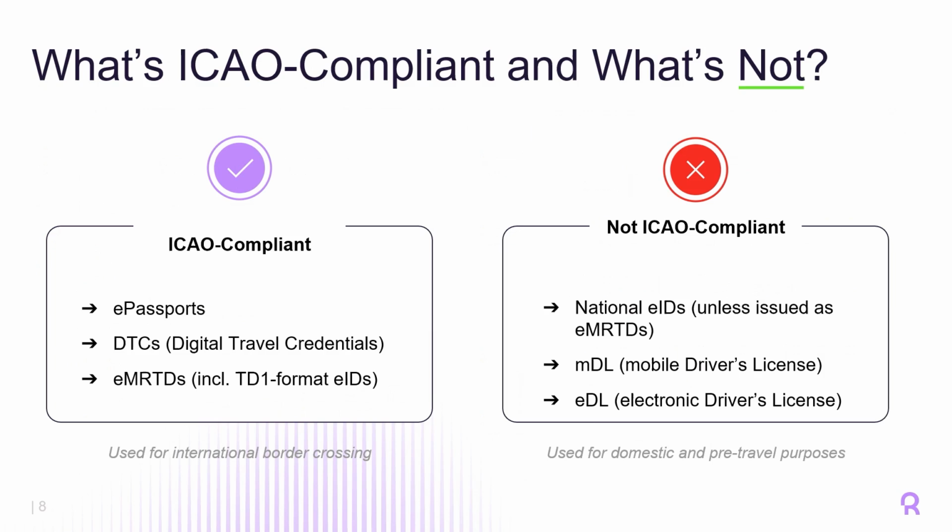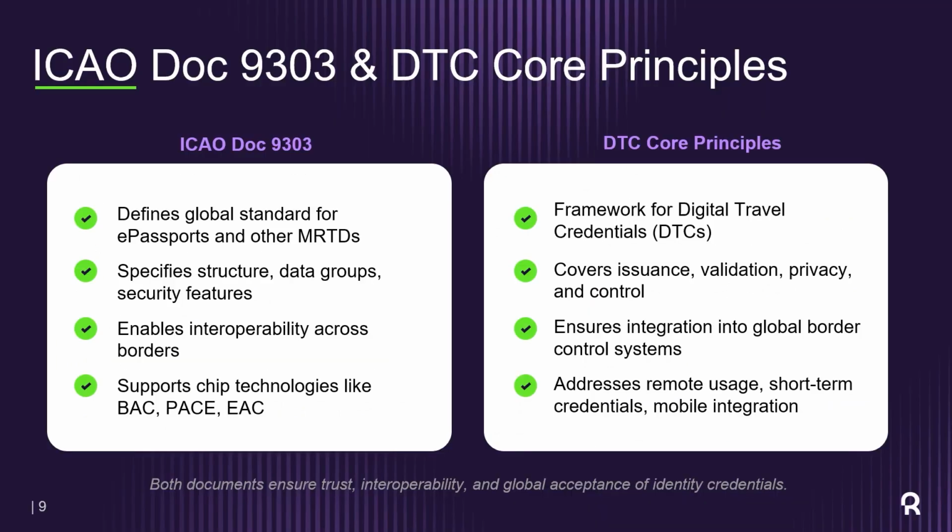ICAO Doc 9303 is the foundation for all machine-readable travel documents. It standardizes how data is structured on the document and in the chip, how security features are applied, and how different systems around the world can trust and verify that data.